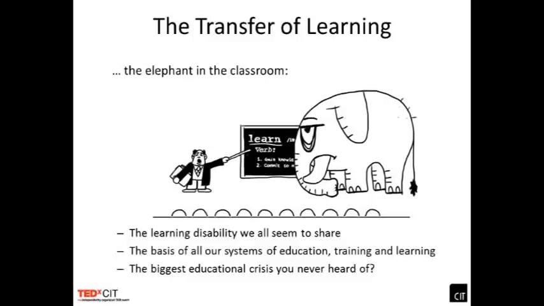I'd like to start today by talking about the transfer of learning. This, I believe, is the elephant in the classroom, the thing that we would rather not talk about as educational researchers, educational psychologists, and educationalists. It's the thing that we assume happens, but does it? Because it seems to be, depending on who you read, a learning disability that we all share. And at the same time, simultaneously, it is the basis for all our systems of education and training.